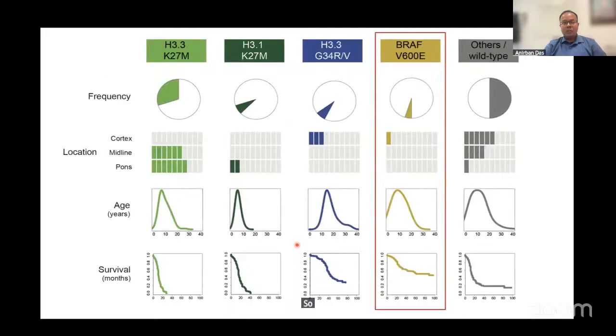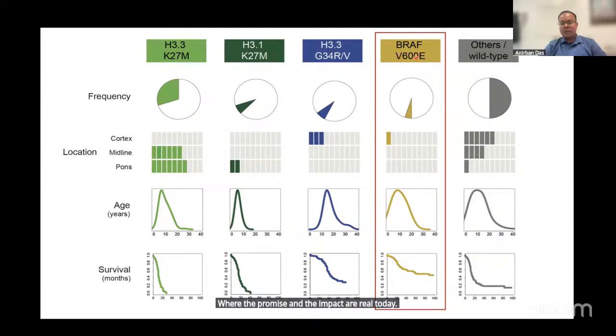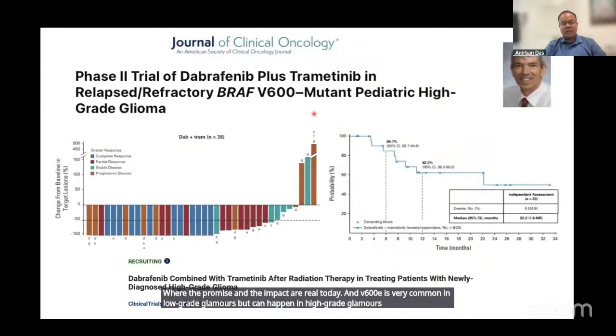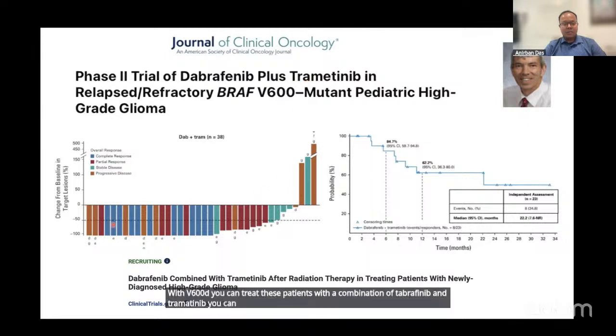So, moving from some of the frustrating aspects of DMGs or histone mutant gliomas to some other types of high-grade gliomas where the promise and the impact are real today. V600E is very common in low-grade gliomas but can happen in high-grade gliomas. And here there's a clinical trial published last year led by Eric Bouffet from SickKids that clearly showed that if you have a high-grade glioma with V600E, you can treat these patients with a combination of dabrafenib and trametinib. You can see the response rates here, complete response of disease in many, and a real impact on survival that may or may not be sustained, that we still have to wait for longer follow-up.